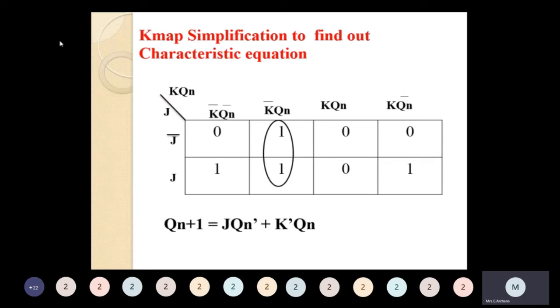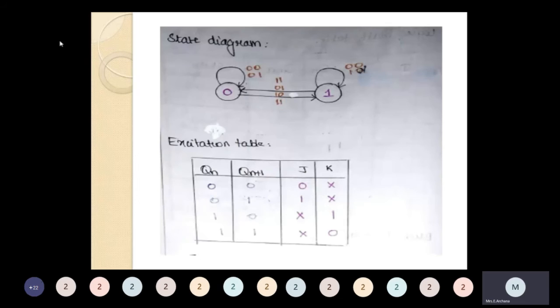Next, we are going to see the K-map, a 3-variable K-map, to find the next state equation, that is, the characteristic equation for the JK flip-flop. The characteristic equation will be Q(n+1) = J Qn' + K' Qn. This is the state diagram and excitation table of a JK flip-flop. For J and K values: 0x, 1x, x1, x0.